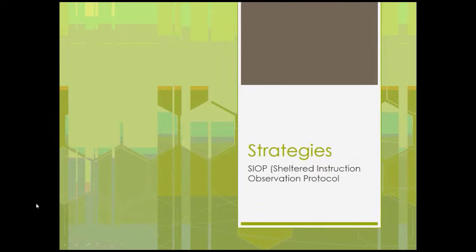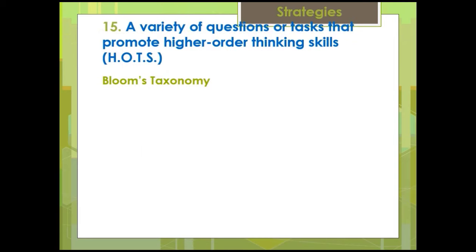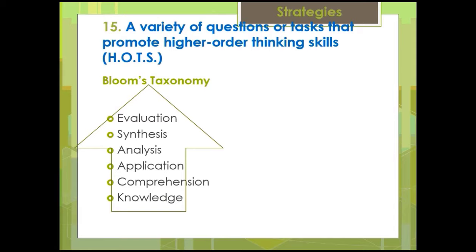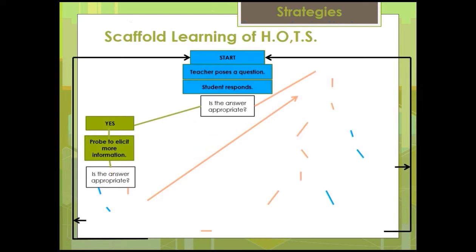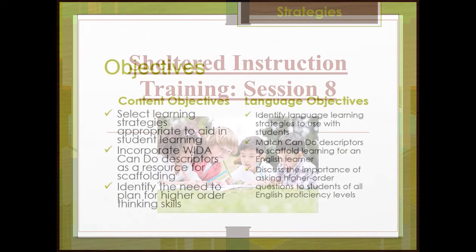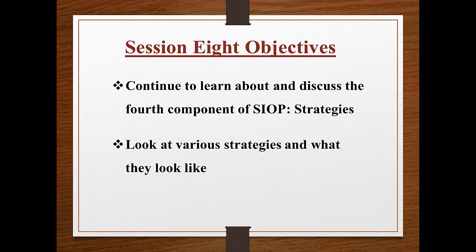In this session, we will discuss the component strategies of the SIOP model. You may be familiar with Bloom's taxonomy that moves through 6 levels of increasing difficulty, beginning with knowledge and moving up to evaluation. Is the probe or the answer to the probe appropriate? If yes, then you can pose a new question. We matched can-do descriptors to scaffold learning for an English learner, and we discussed the importance of asking higher order questions. In this session, we're going to continue to look at the 4th component of SIOP, strategies.